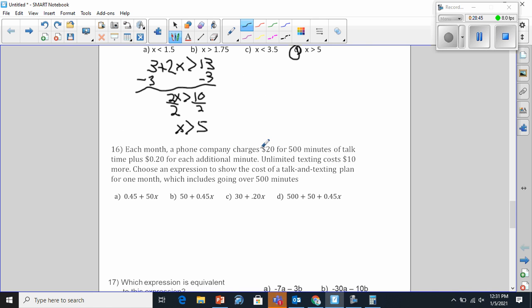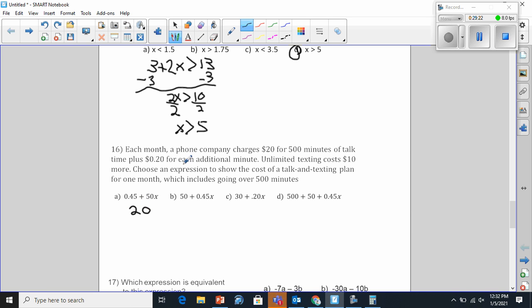Each month, the phone company charges $20 for 500 minutes of talk, plus 20 cents for each additional minute. Unlimited texting costs $10 more. Choose an expression to show the cost of talk and texting plan for 1 month, which includes going over 500 minutes. So over here, remember, going over 500 minutes means each additional minute, because this over here said that we're getting $20 for 500 minutes. So we know we're going to pay the $20.